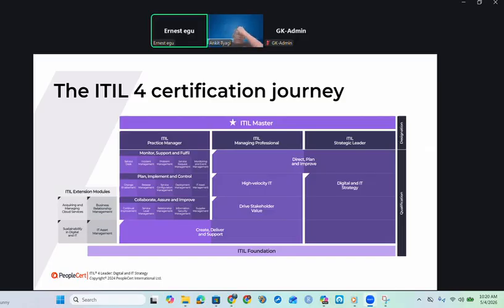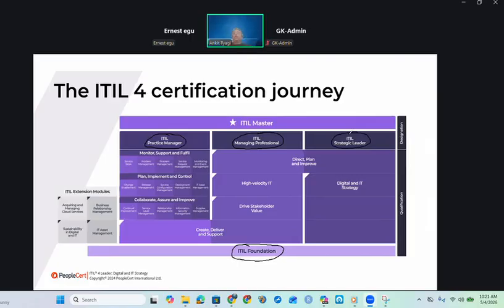All right. So for the ITIL 4 certification journey, the basic certification that we have is ITIL Foundation. Understand it this way: there are different designations offered by ITIL. ITIL Foundation is the first qualification that we can achieve. After that, we have ITIL Practice Manager, ITIL Managing Professional, and ITIL Strategic Leader. Three different designations that we have. We can pursue any one of them.